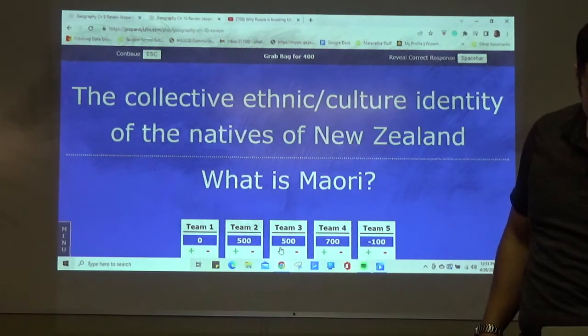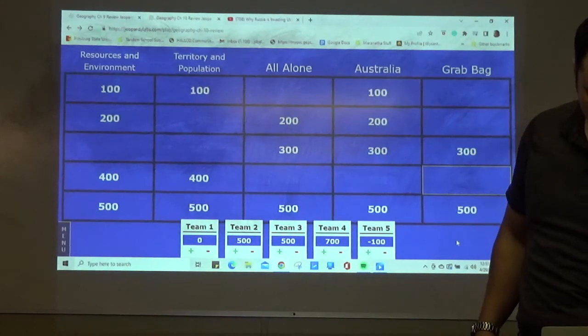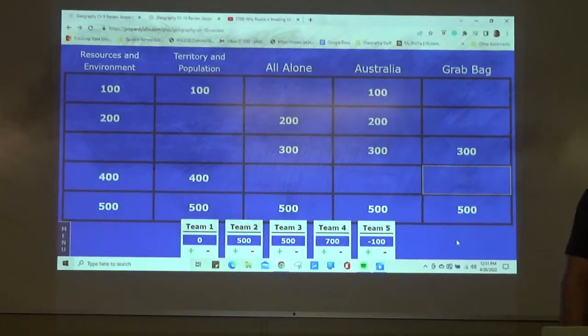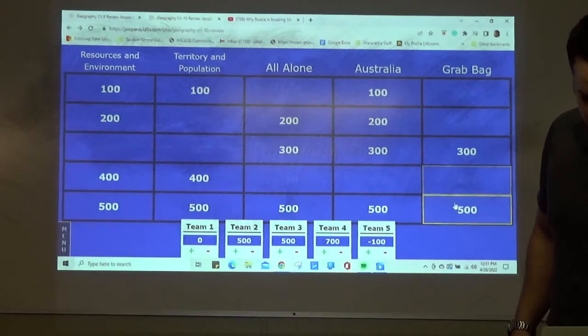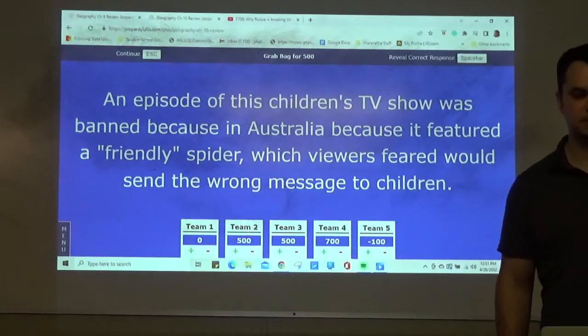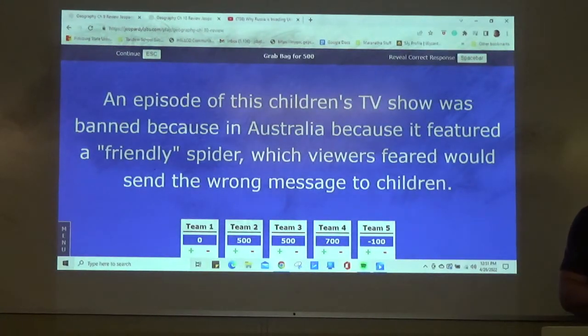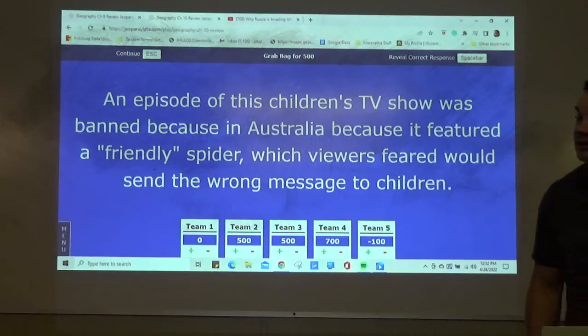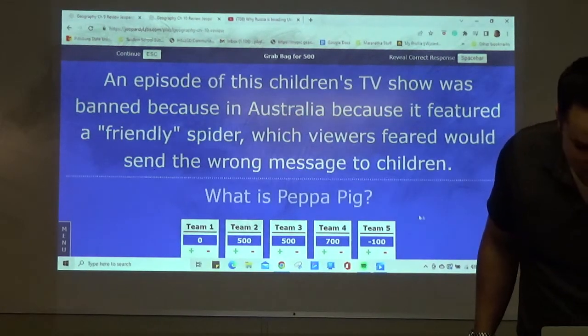Hey, we're team 3. Alrighty, team 3. Grab bag up. Okay, grab that one, 400 or 500? 500. An episode of this children's TV show was banned in Australia because it featured a friendly spider, which viewers feared would send the wrong message to children. So what? Peppa Pig. Yep, Peppa Pig. Yes, wow.